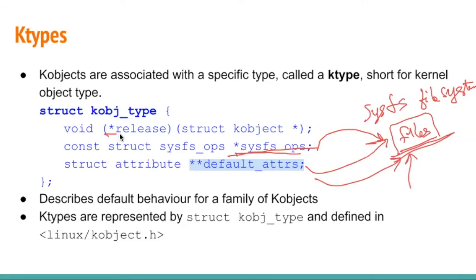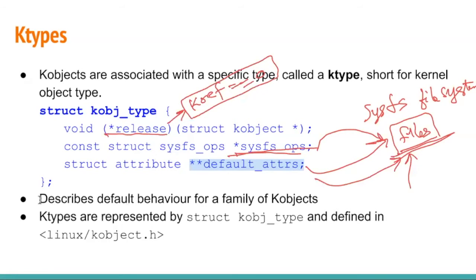And this release function is called when the kref of a k object becomes 0. So when kref is equal to 0, at that time this release function will be called and it will deallocate the k object structure related to the particular device.